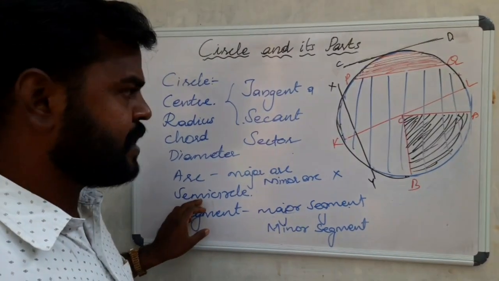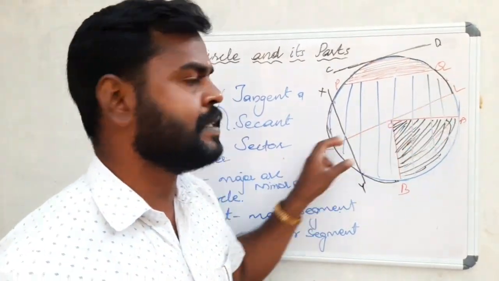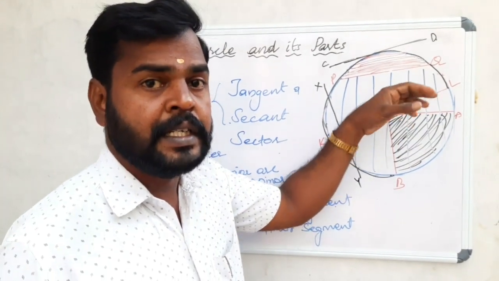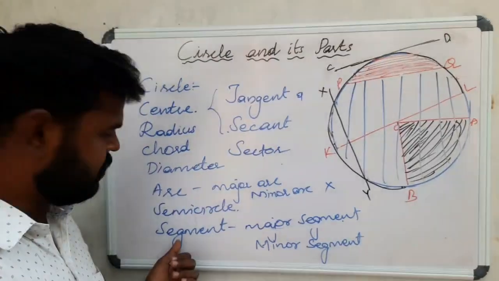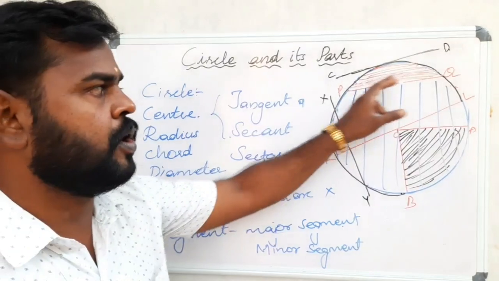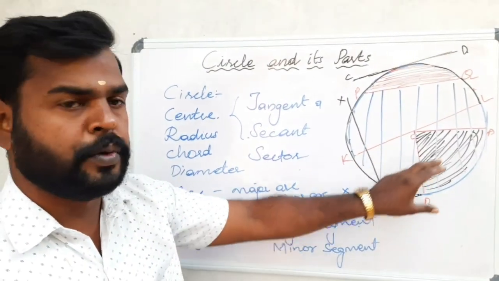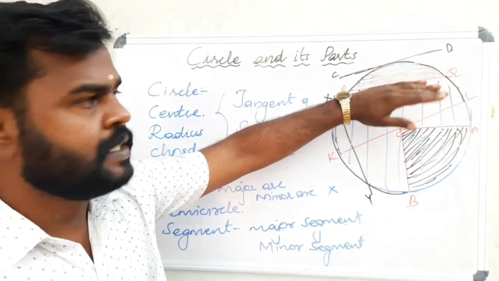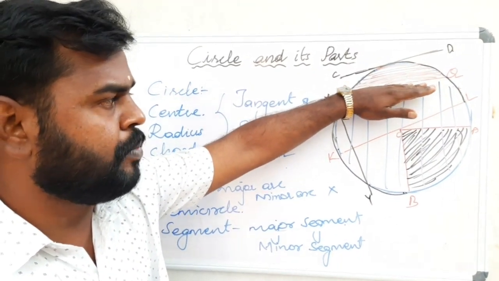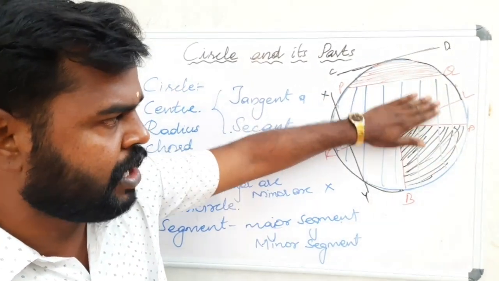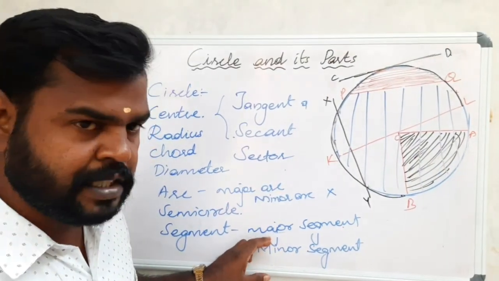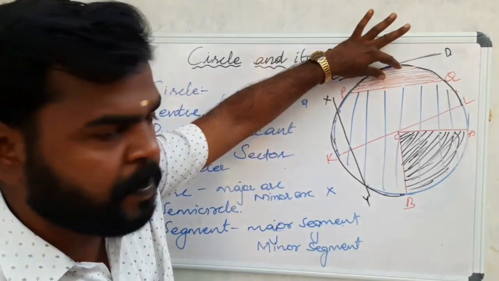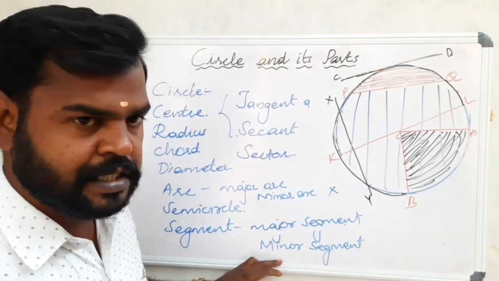Now semicircle: a diameter divides a circle into two equal halves, and each half is called a semicircle. Now segment: a chord divides the circle into two parts, not two equal parts. The segment more than a semicircle, this lower part, is called the major segment. A segment which is less than a semicircle, this upper part, is called the minor segment.